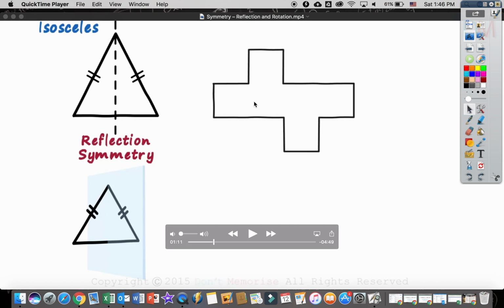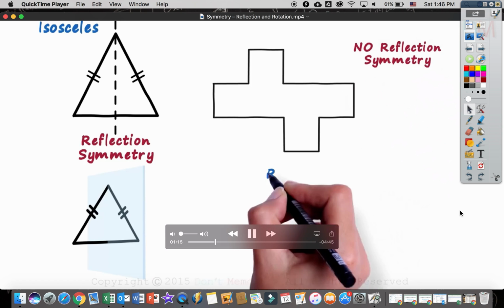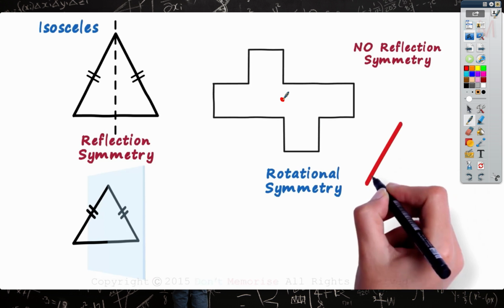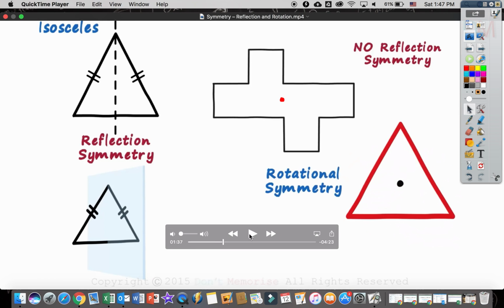So let's go on. This figure has no reflection symmetry, but has rotational symmetry. Now we are going to turn the shape based on the center line. Note that for the rotation, the center of the rotation is important. If we turn the shape based on the center of the shape, it will rotate like this.